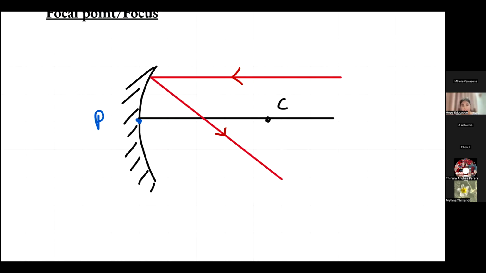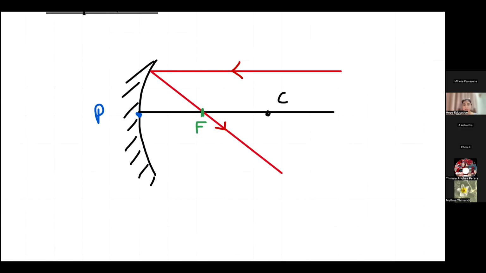So when you send a parallel light ray to a concave mirror and it strikes the mirror and gets reflected, the point where it meets the principal axis, that means here, we call this the focal point or focus. Now let me send another light ray parallel to the principal axis. If I send a light ray like this, this also will get reflected through the focal point.